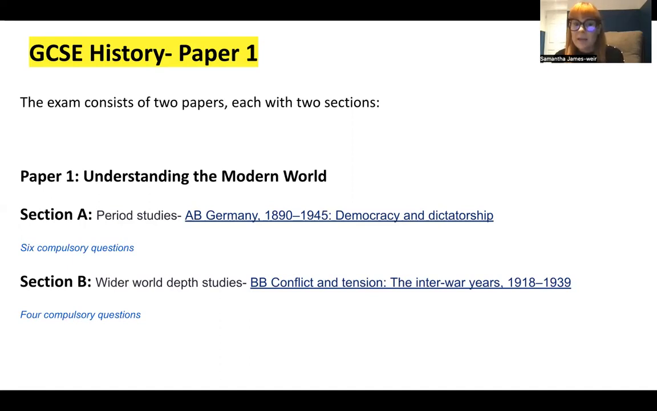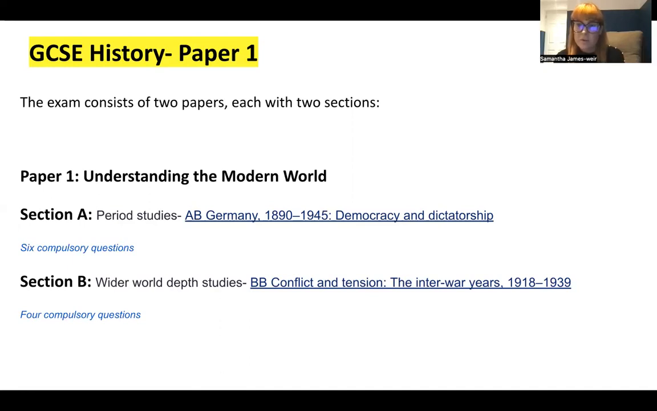Section B then is our wider world depth studies, which we look at. And the option for that is conflict and tension in the interwar years. And that's BB, so the option is. And I will show you in a minute when I take you onto the AQA website what the AB and the BB means, so where you look for that. And that's 1918 to 1939. So for the first paper they'll be sitting, these are their 2 options.